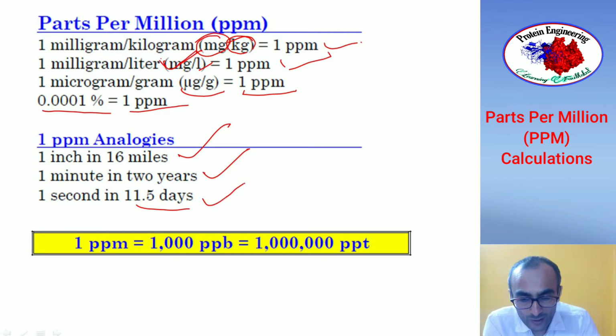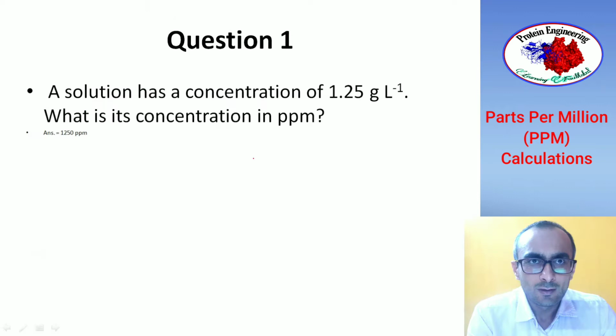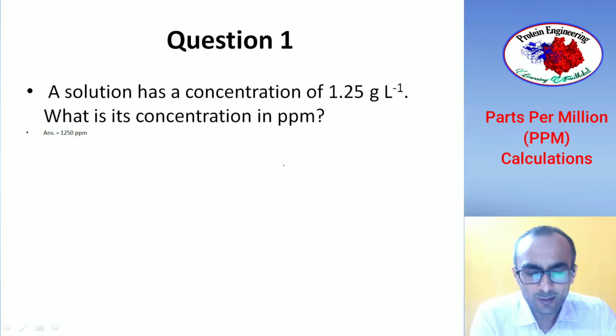And 1 ppm is equal to 1000 parts per billion, and that's also equal to 10 to the power 6 ppt, parts per trillion. Now let's take some numerical examples.